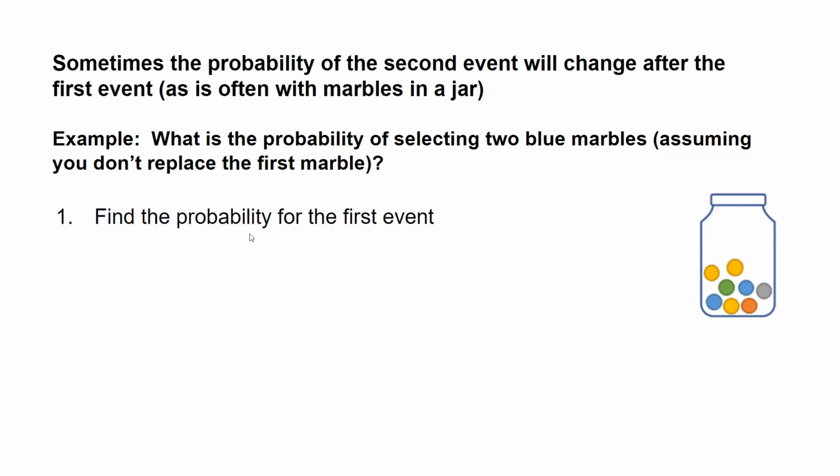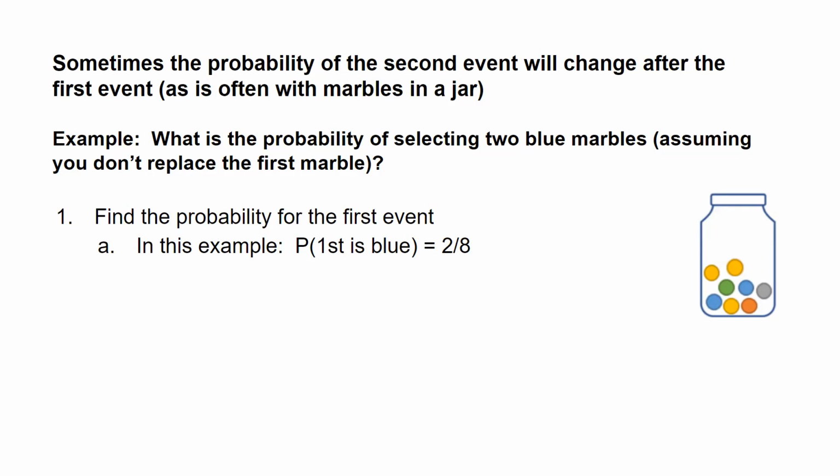So let's find the probability of the first event. This is no different. The jar is the same. We're picking a marble. The probability that it's blue: we have 2 blue marbles. We have a total of 8 marbles. That's going to be 2 out of 8. We don't have to worry about reducing this because we're going to multiply at the end. But the probability that the first marble is blue is 2 out of 8.